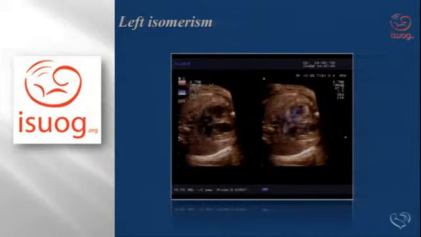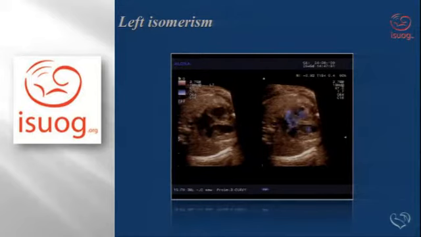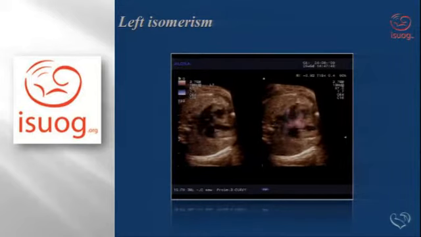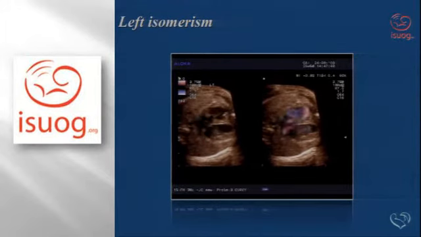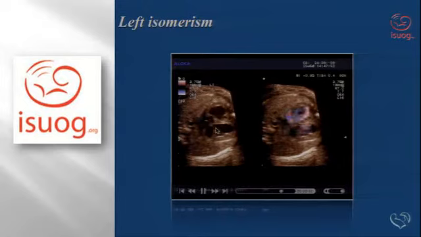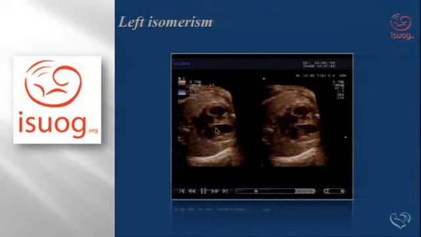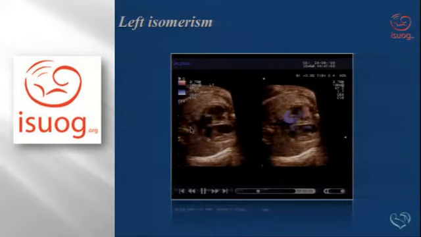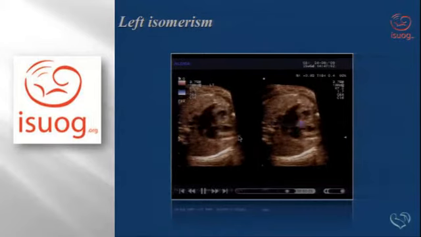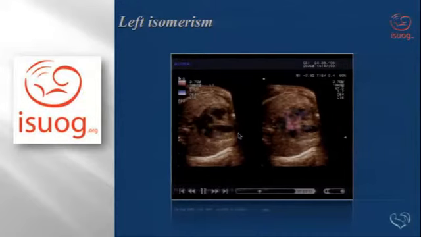This is another example of left isomerism, and because we have two left atria, there is also a disruption of the conduction system. You don't have a proper sinus node, because that's usually in the right atrium. So rhythm abnormalities are common. In fact, this lady was referred because they thought the baby had transposition. There was ventricular arterial discordance, which is transposition, but on top of that, the ventricles were in the wrong position. There was an azygos vein with interrupted IVC, so it's much more than just transposition.